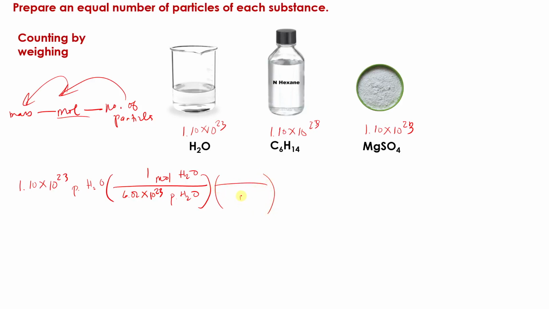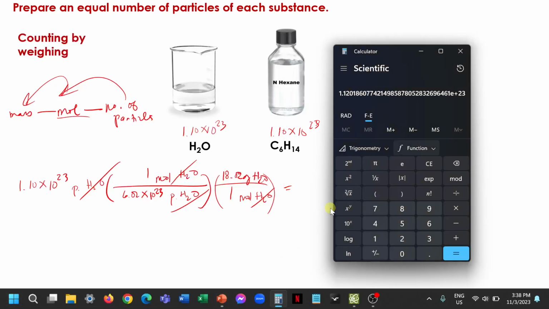Then from this, we have 1 mole of H2O. It's always equal to 18.02 grams of H2O. So the particles cancel, the mole cancels. What's left is the mass, which is in grams of H2O. And then let's solve this one.